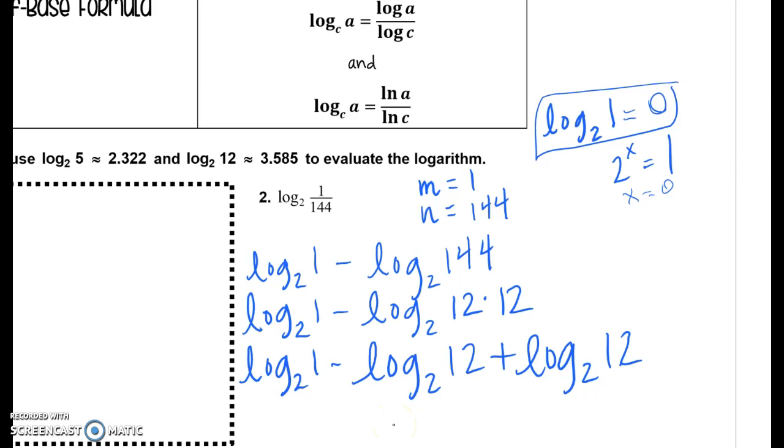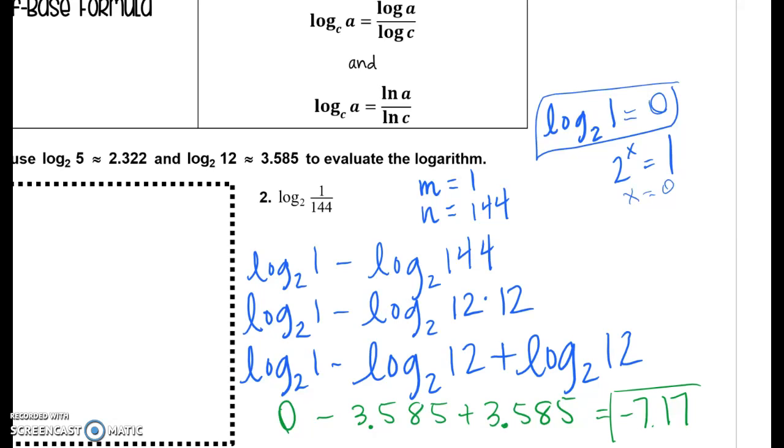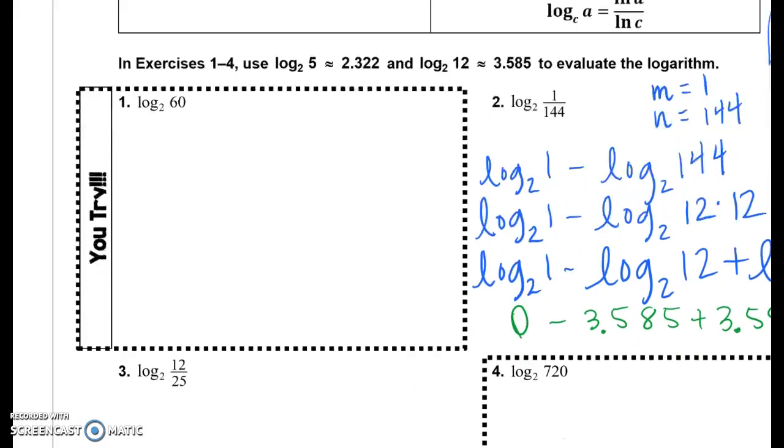Now let's plug everything in. So log base 2 of 1 is 0. This is 3.585. So it's 0 minus 3.585 plus 3.585, and that is equal to negative 7.17. Make sure you try number 1 on your own.